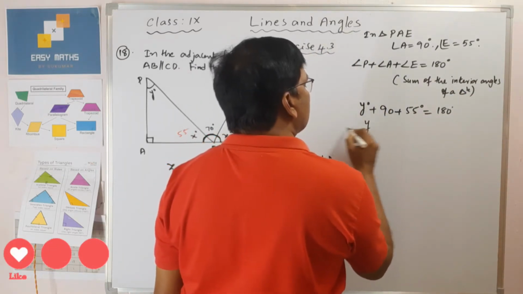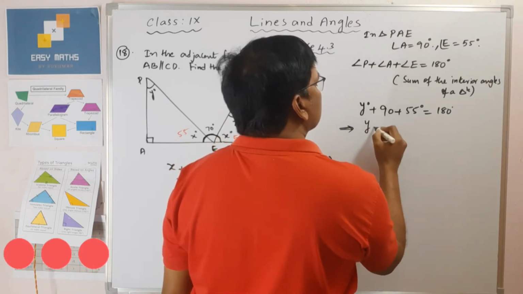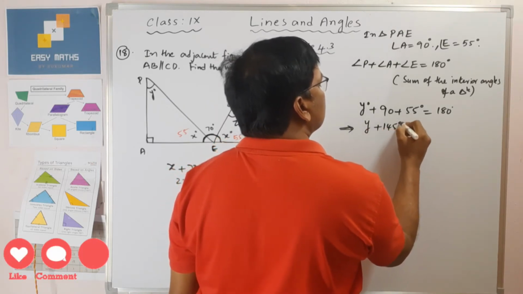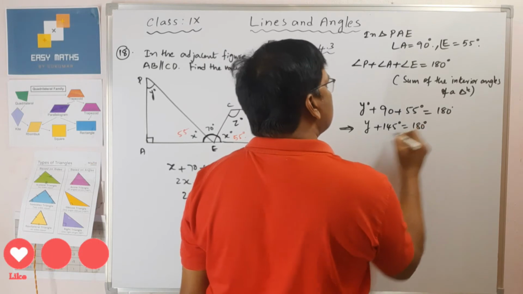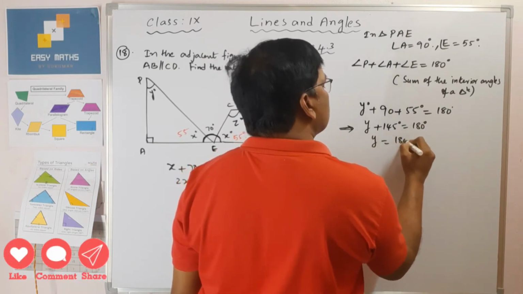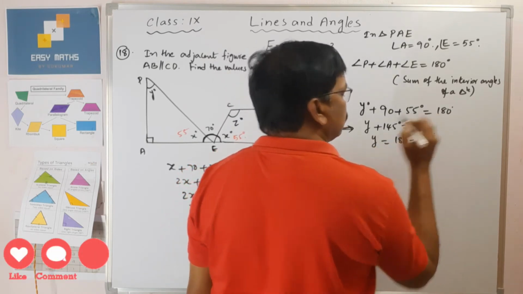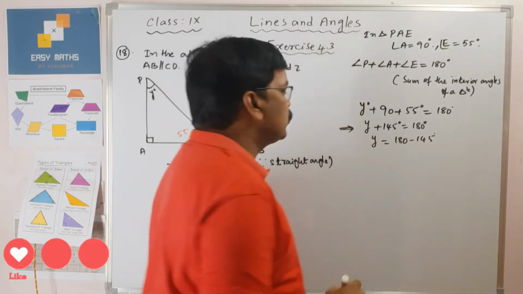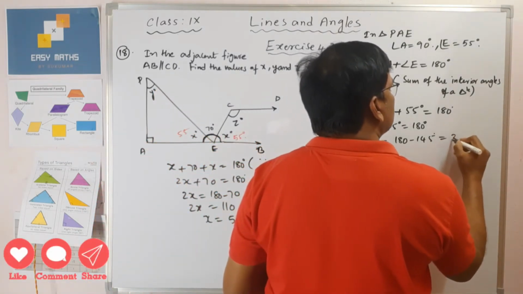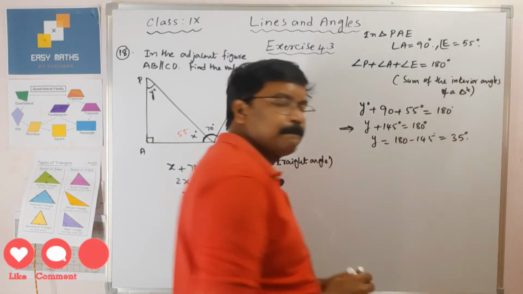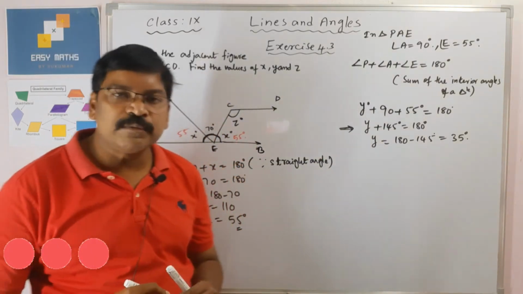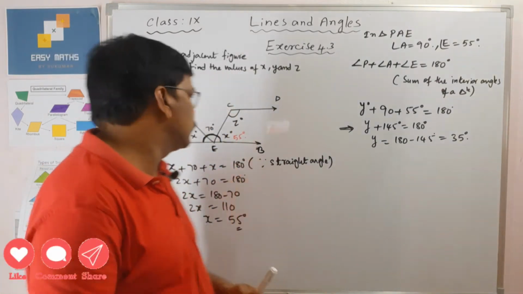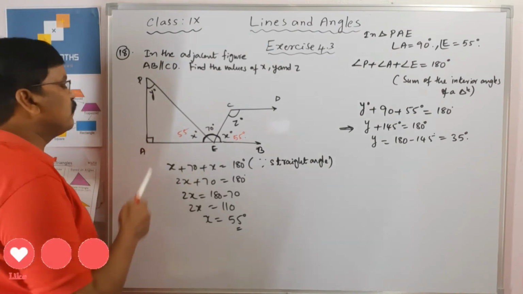So my dear students, y plus 145 degrees is equal to 180. So y means 180 minus 145. So this is equal to 35 degrees. So what is y, my dear students? 35 degrees, right? Let us verify here.